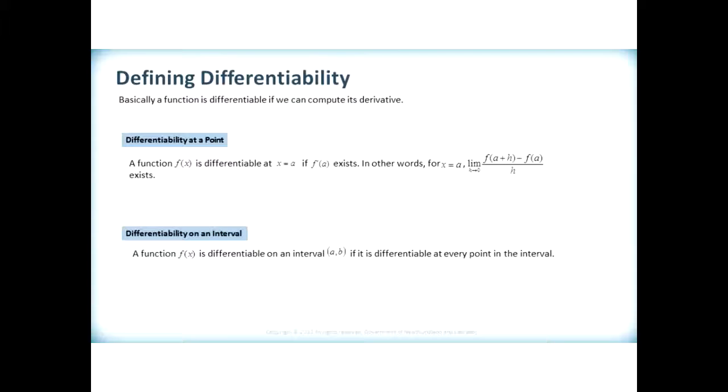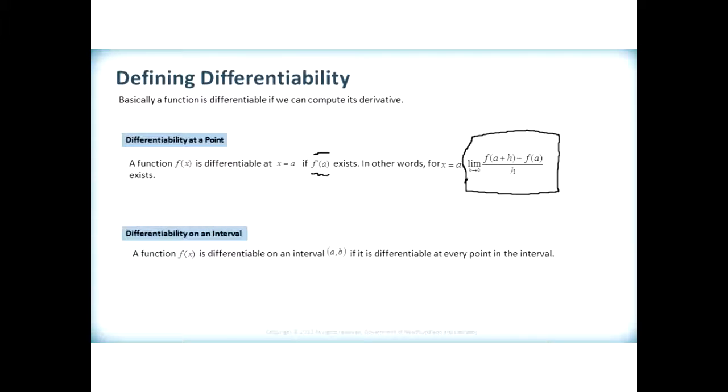So let's get right down to it. Basically a function is differentiable if we can compute its derivative. So we have two types of differentiability. The first type is differentiability at a point. Basically we say that a function is differentiable at a particular point if its derivative, f prime of a, exists at that point. Or in other words, remember we define the derivative in terms of a limit, a difference quotient. So if this limit exists, then we can say that we are actually differentiable.